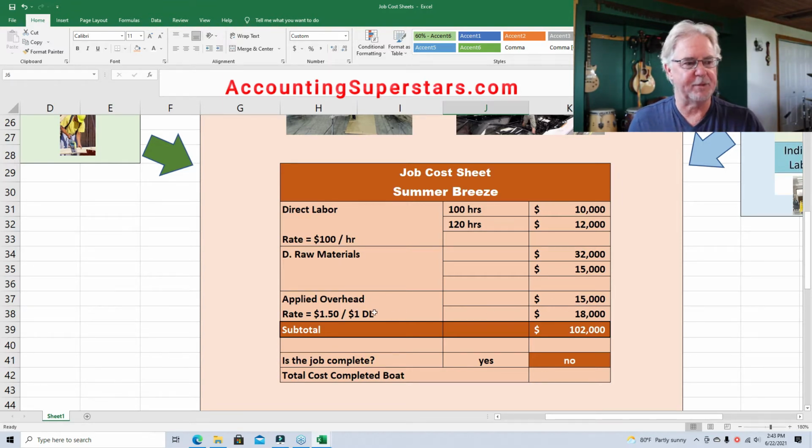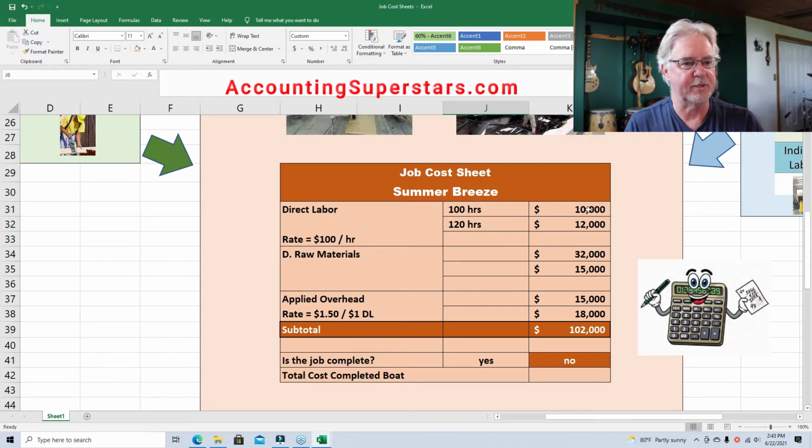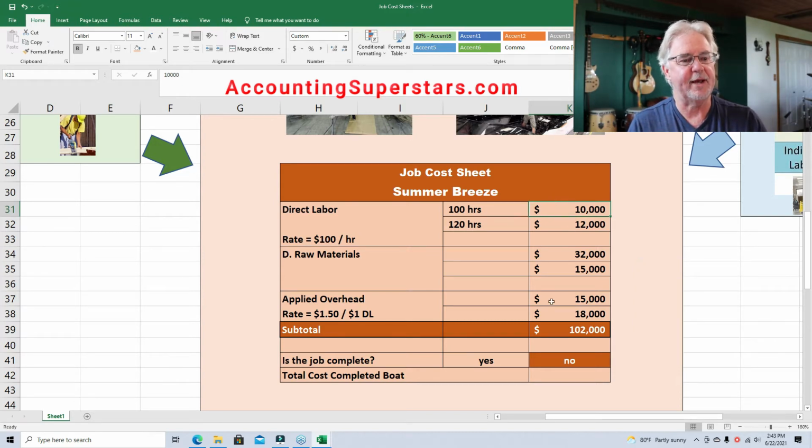And the overhead is being applied at a rate of $1.50 for every $1 of direct labor. So for instance, up here, they added $10,000 of direct labor, so they would add $15,000 of overhead. $1.50 of overhead for every $1. That's called their predetermined overhead rate. But that's not the focus of the lesson here. But what we have here on these job cost sheets, we have the three types of costs. We've got direct labor, raw materials, and applied overhead. And this is where all the costs come together. They converge, and they're placed into this inventory account.